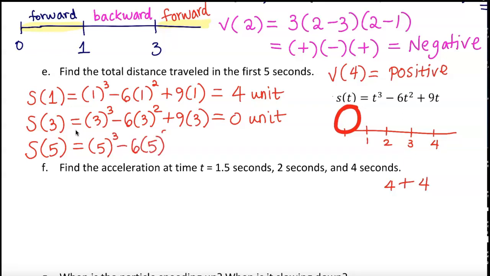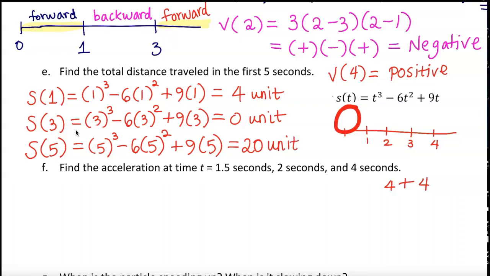5 squared plus 9 times 5. Alright guys, let me plug it in. So this one is probably moved forward. 5 to the 3rd power minus 6 times 5 squared plus 9 times 5. When I plug in 5, I got 20 units.